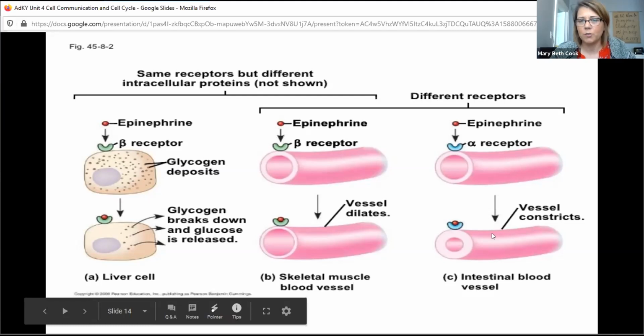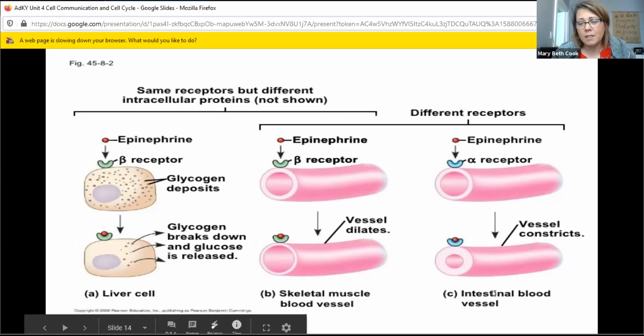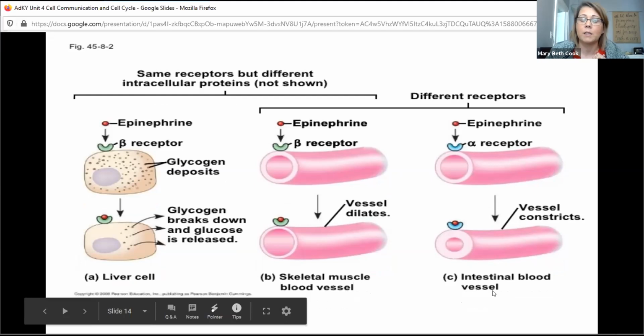And then the last example, we finally have a different receptor. That receptor may be different, but it still has a shape that allows epinephrine to bind. This is an intestinal blood vessel. When you're in a dangerous situation, the last thing we want your body thinking about is digestion. So we want those blood vessels to constrict so that all the good oxygenated blood can get to your skeletal muscle blood vessels to fight or to flee.